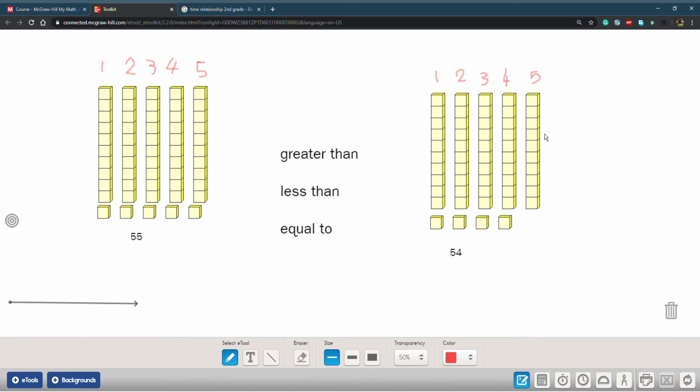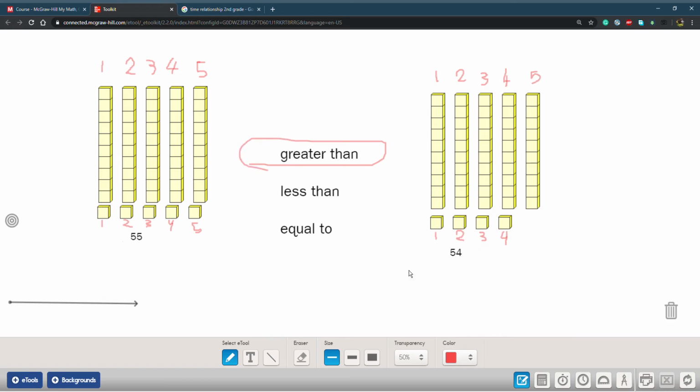Okay, let me stop talking. We forgot something. What did we forget? We forgot to count the ones. When the tens are the same, we should go and compare the ones now. Okay, let's go to the ones. Here we have 1, 2, 3, 4, and 5. What about here? 1, 2, 3, 4. Okay. Now here we have 5 tens and 5 ones. Here I have 5 tens but 4 ones. So in that case, this number is greater than this number.